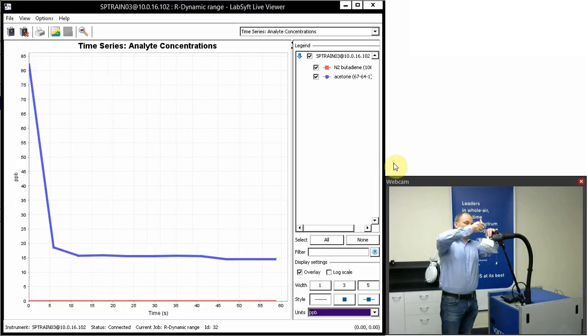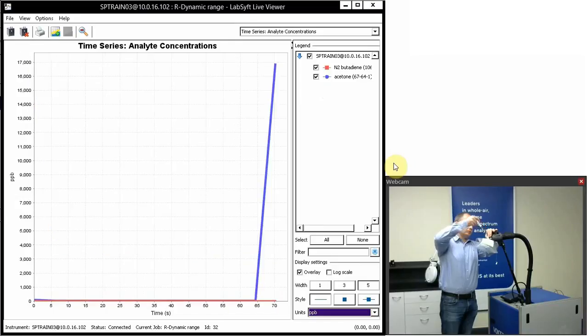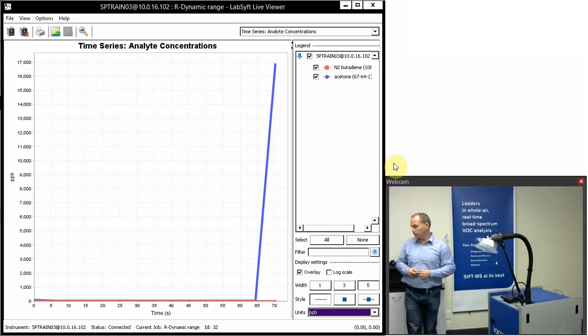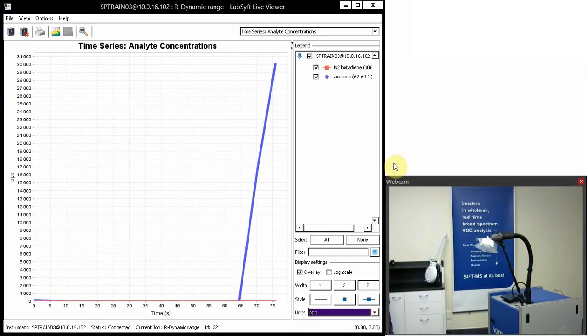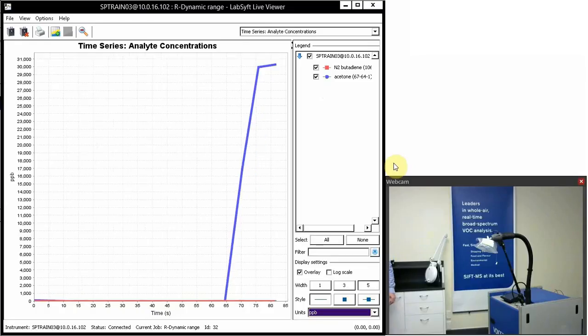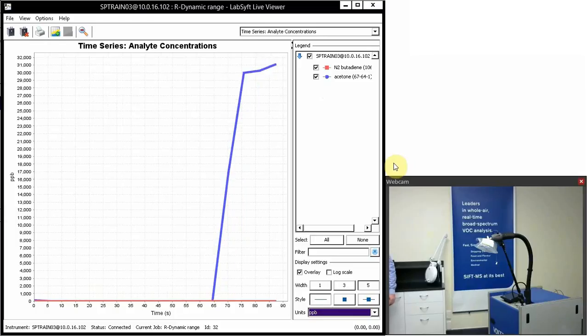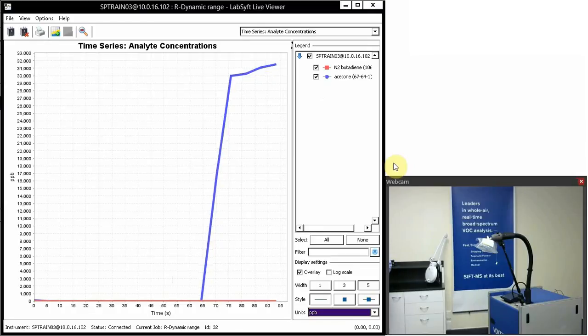Now what we're going to do is inject a high concentration of acetone into this sample to show the effect that that has on the measurement of 1,3-butadiene. So Doug's just done that injection, and you see the instant response of acetone, the blue trace in our concentration chart here. The concentration of acetone has shot up to 30,000 ppb, or of course that's 30 parts per million.